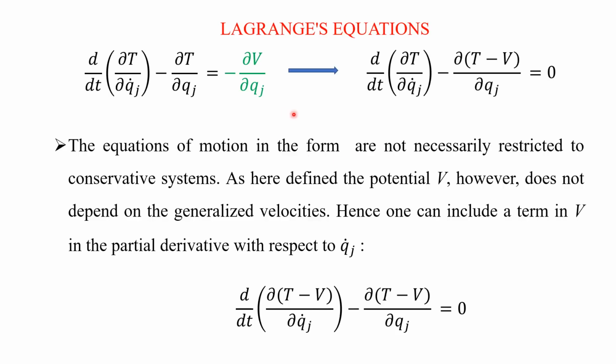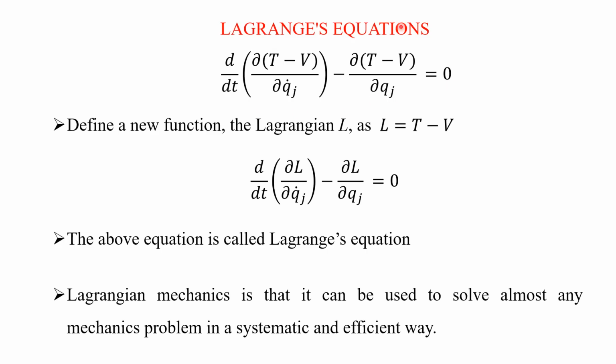So the equation of motion is not restricted only to conservative systems. Moreover, this potential does not depend on the velocity. You know very well, neither does it depend on time or velocity. Here the first term contains the time derivative as well as the velocity derivative. Q dot is velocity, so the potential is independent of both. So I have introduced T minus V here because it will not affect your result. So finally we got this expression. We will see what will happen to this. So this is the expression we got.